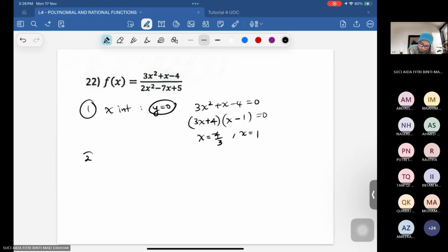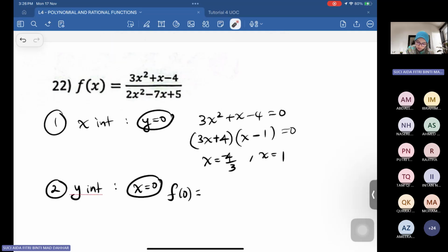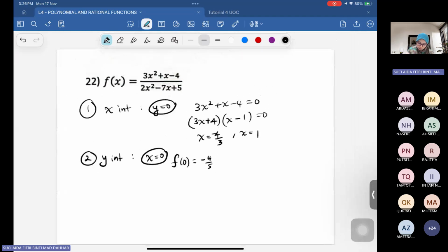Next. Questions, step 2, we need the y-intercept. To get the y-intercept, we substitute in x equals to 0. So when x is equal to 0, every time you see x, this now becomes 0. So what's left is negative 4 over 5. So we have the y-intercept at negative 4 over 5.